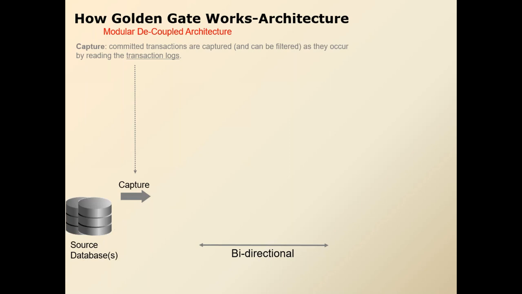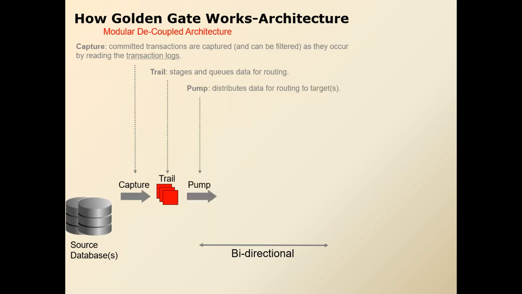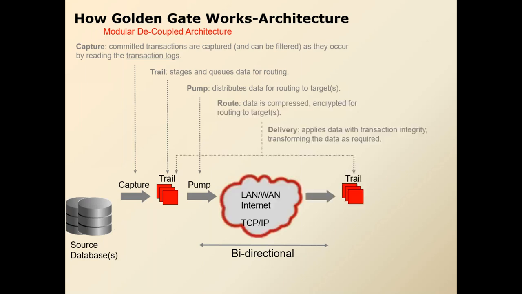So the GoldenGate capture or extract process captures the committed transactions and writes them to the trail file on the local machine, which are called the local trail. Now these local trail files, or any trail file, consume space on your operating system. Then you configure the GoldenGate pump process, which distributes the data to the target and writes them to the remote trail file on the target machine. Once the data becomes available in the remote trail, the delivery or replicate process applies it to the target database.